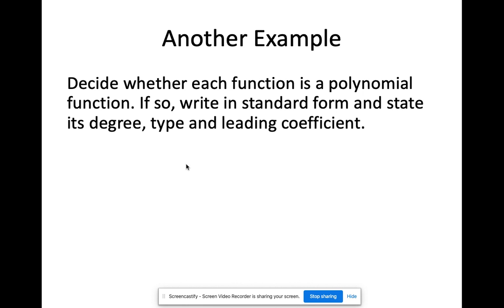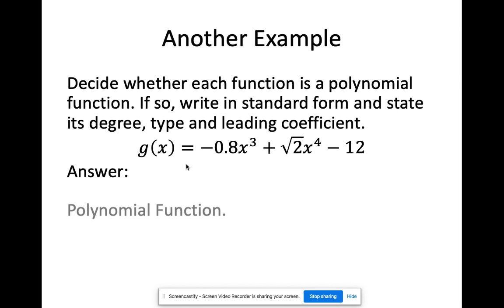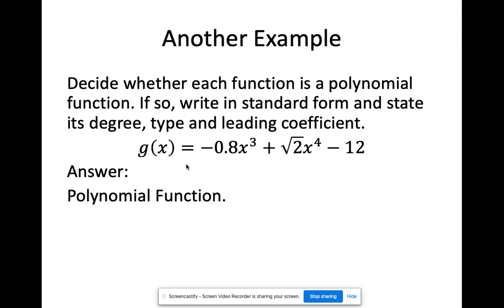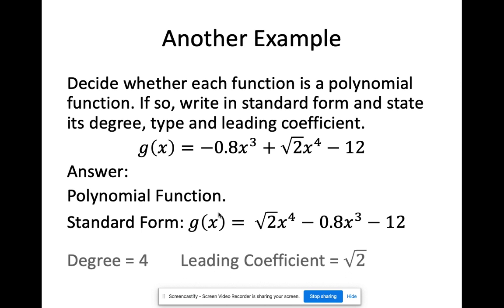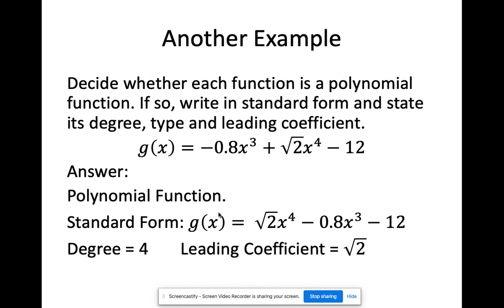Okay, so we have now here g of x equals -0.8x to the third plus square root of 2x to the fourth minus 12. Notice that this is also a polynomial function. However, the powers are not in decreasing order, so I have to move some terms. Then the one in standard form, it's going to be like this. Notice that the highest power is 4, and the number next to the highest power is square root of 2. That's going to be your leading coefficient.